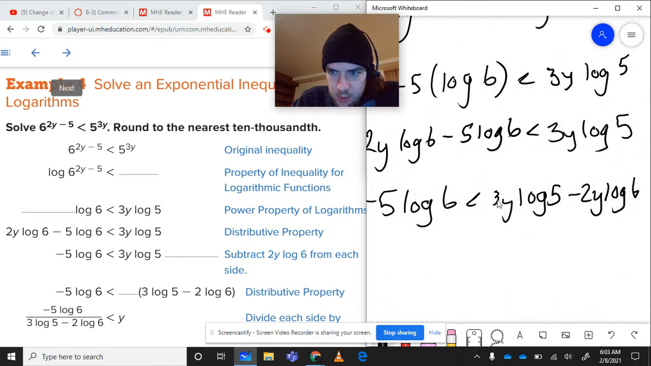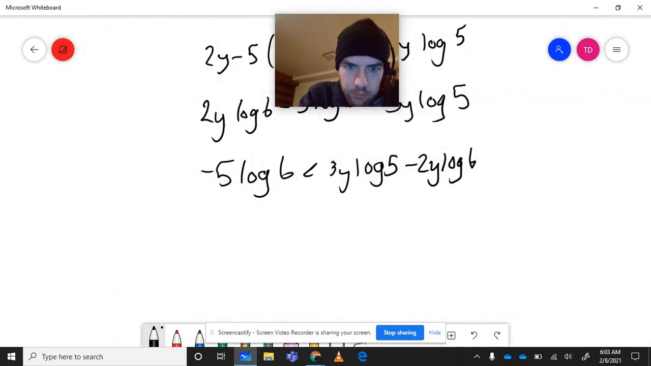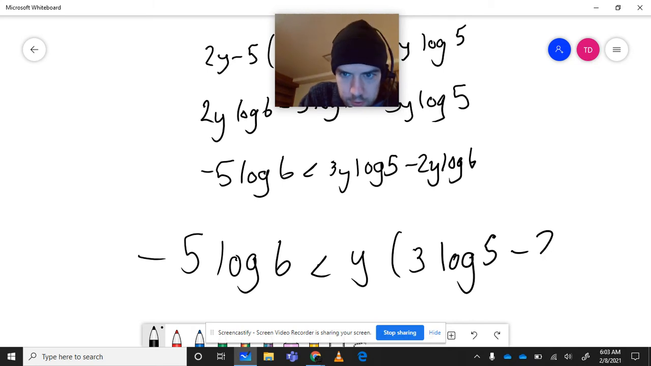At this stage, we're going to use the distributive property here and pull out a common factor. I think we are able to just pull out the y. So what that would look like is, let's make this full screen so we don't have such bad handwriting. The left side will stay the same. On the right side, I'll have y pulled out, and we'll have 3 log 5 minus 2 log 6.